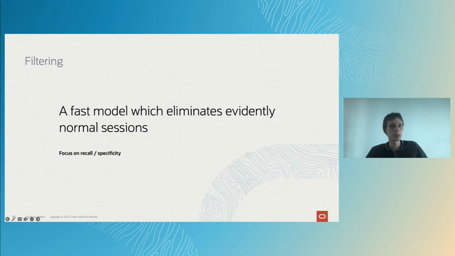And the second metric is specificity. This is just how much data we can get rid of. As long as we have high recall, so we get all the attacks, then we try and filter more and more in this stage.